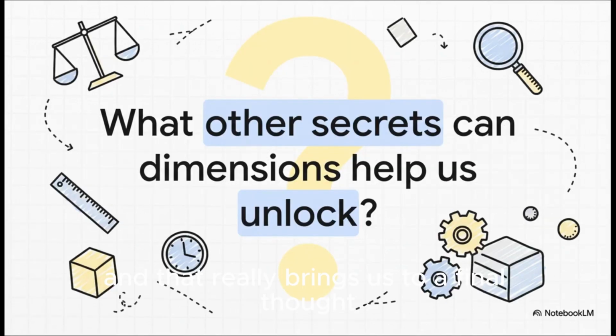And that really brings us to a final thought. We've seen how dimensions act like a fact checker for physics, which is amazing. But that's just scratching the surface. This same tool can be used to figure out new relationships between quantities we didn't know existed. So the real question is, if this simple secret code can verify our equations, what other secrets of the universe is it just waiting to help us unlock?